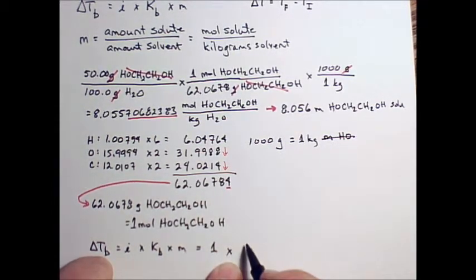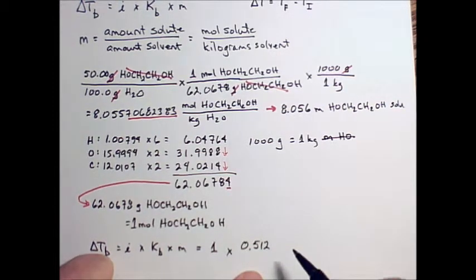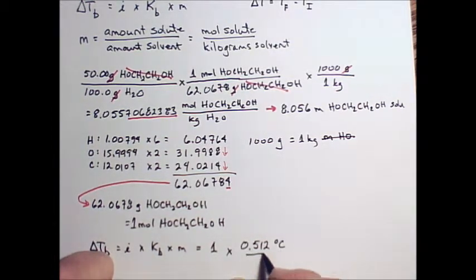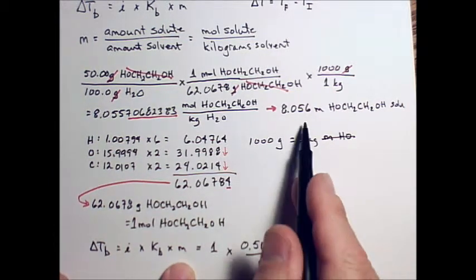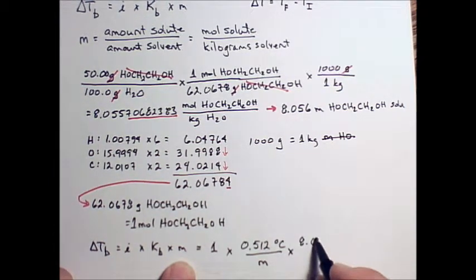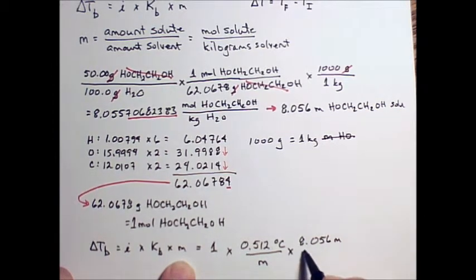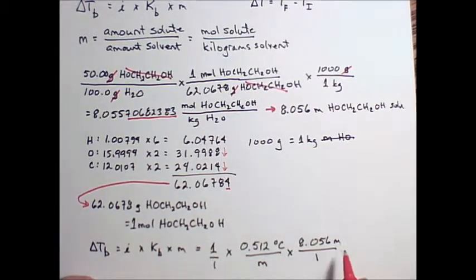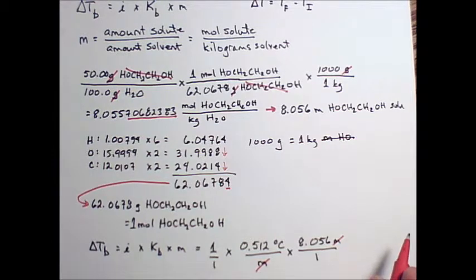So the K sub B that you look up in your table is 0.512. That's the numeric value, but the units of measurement are in the column labels in that table, and that's degrees C per molal. And we're going to multiply that times m, which we found to be 8.056 m. We put this over 1 and this over 1 just so we can see how to cancel units.